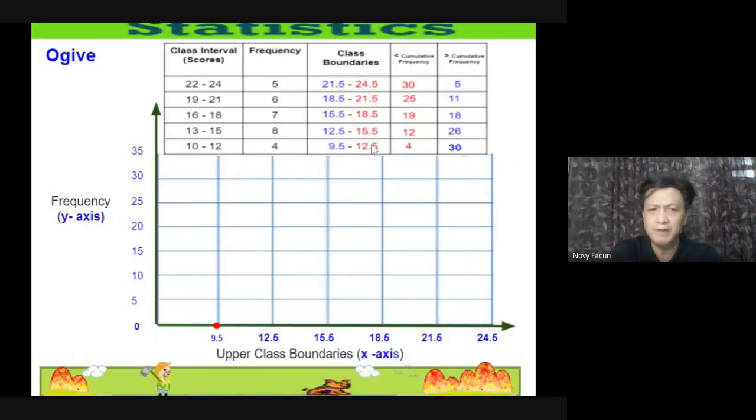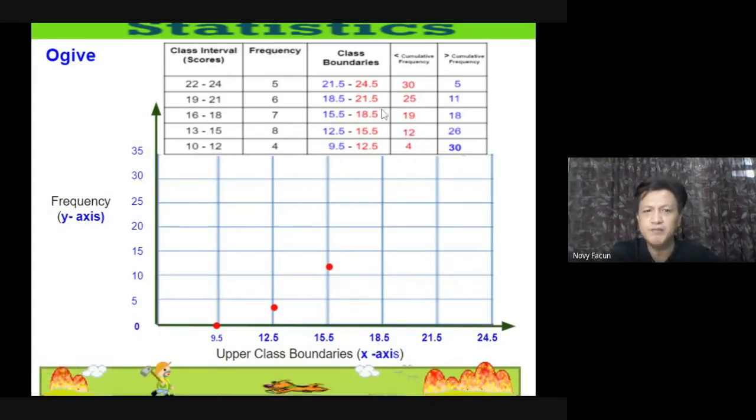And then, dito naman sa 12.5, start na tayo dito sa upper limit, or upper boundary, 12.5. Ilan yung kanyang less than cumulative frequency? There are 4. Kaya nandito yung kanyang dot, sa baba ng 5, kasi 4 lang yung cumulative frequency doon sa less than. Okay, dito naman sa 15.5, there are 12. 12 yung less than cumulative. Kaya nandito siya, pagitan ng 10 tsaka 15. Mas mataas sa 10 kasi 12.